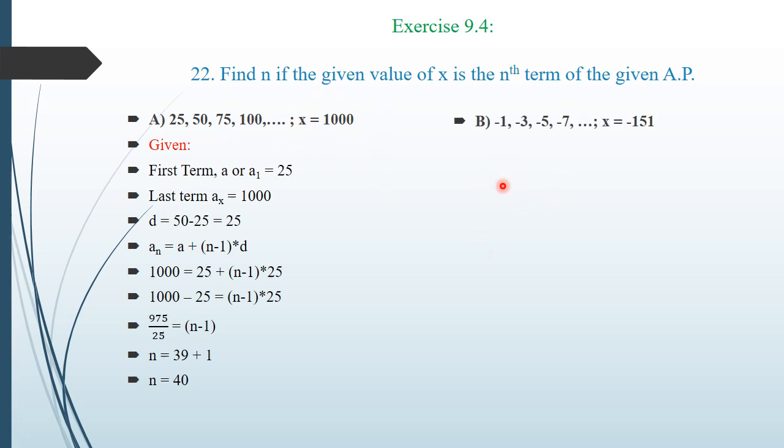Coming to the next question, that is B. Here an AP is given, that is -1, -3, -5, -7 and so on up to, and he has given the nth term in the form of x, that is equal to -151.